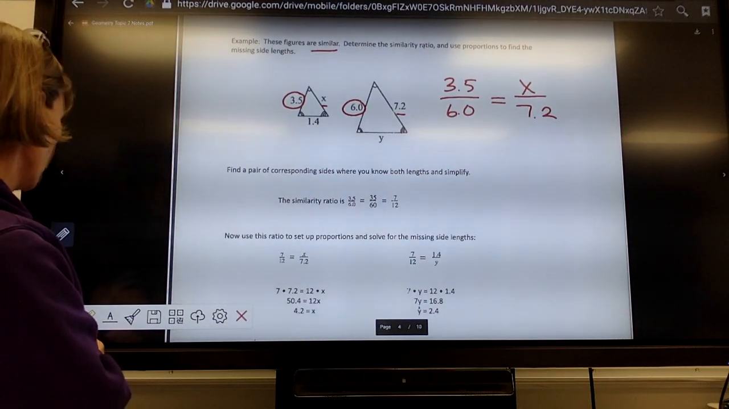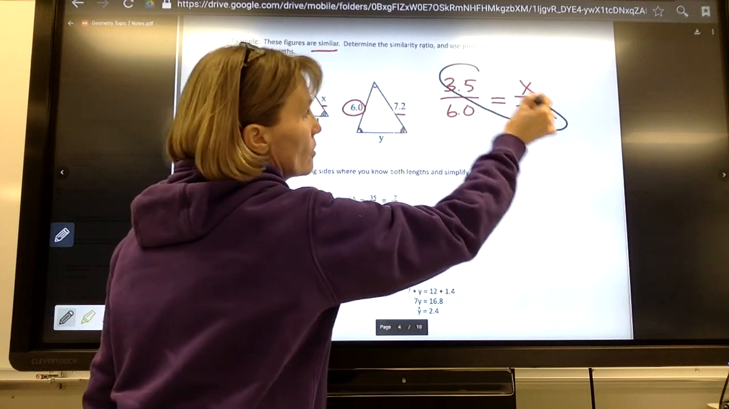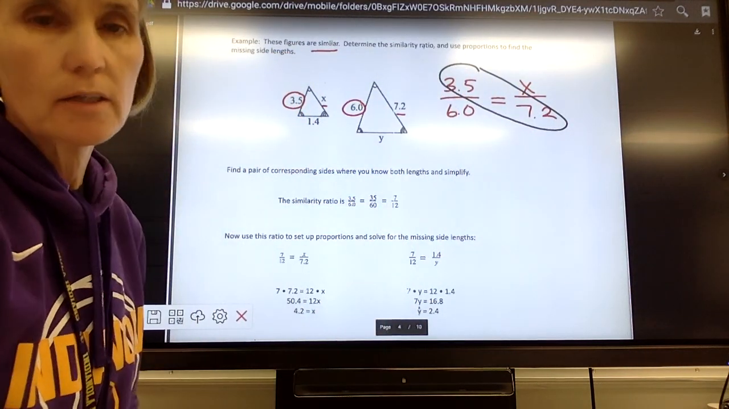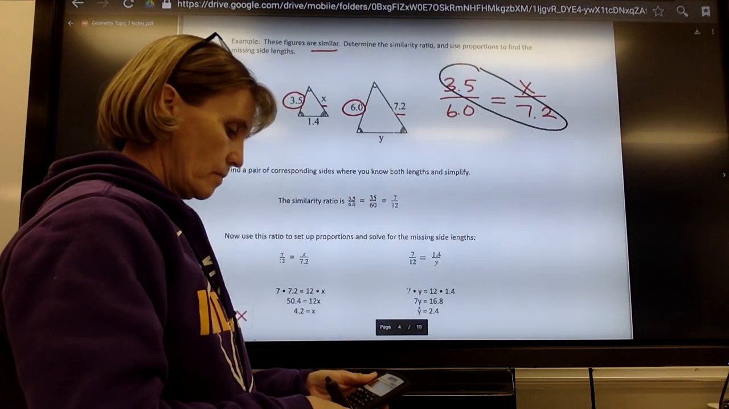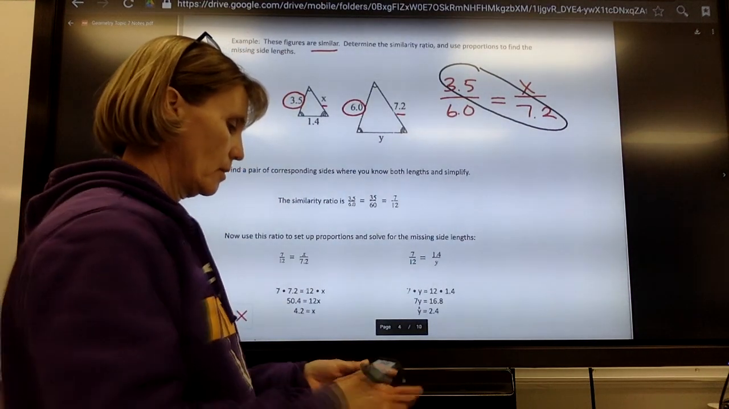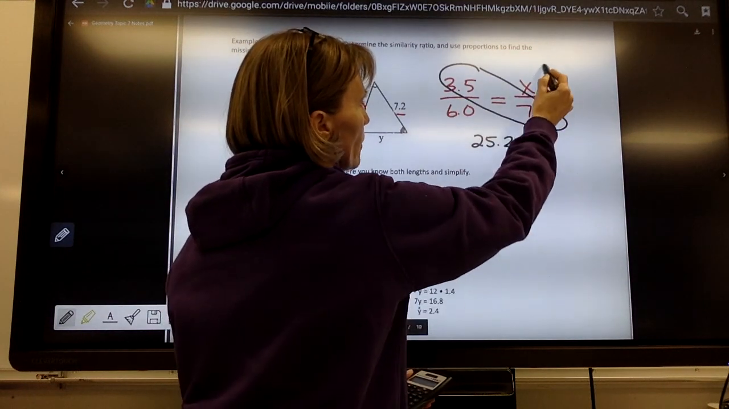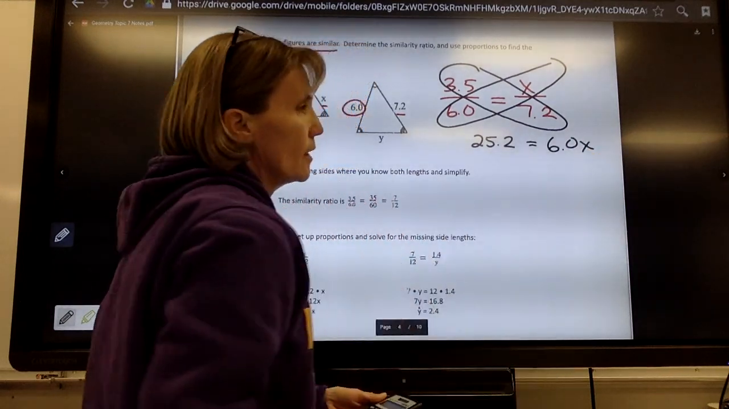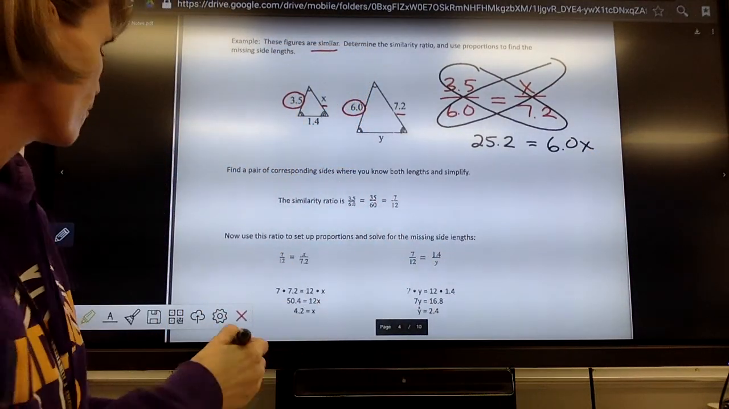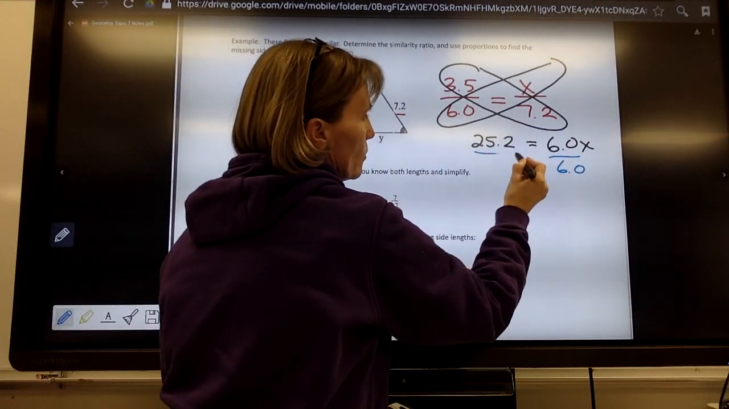Okay, I'm going to use cross products to solve. So I would take 3.5 times 7.2. Okay, and I get 25.2 on that equals, and then I'm going to set up this product. So I've got 6.0 times x. How do we solve that for x? We're going to divide by 6.0.